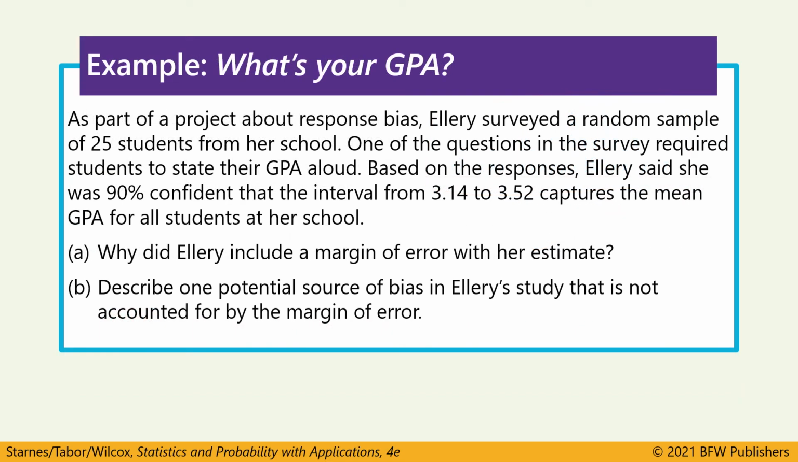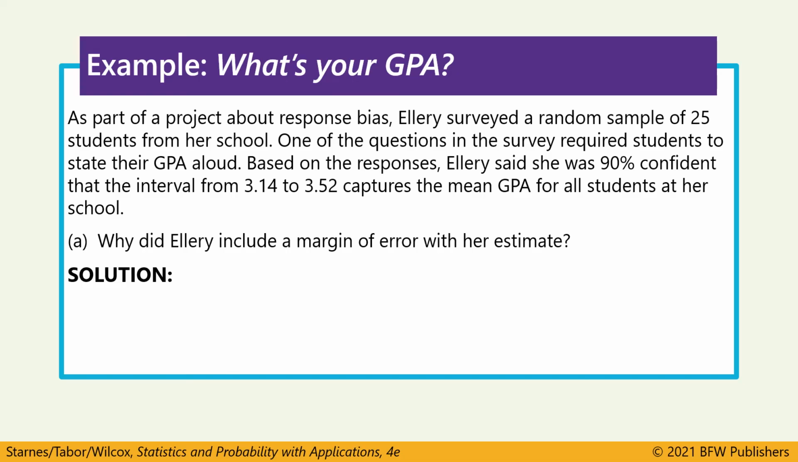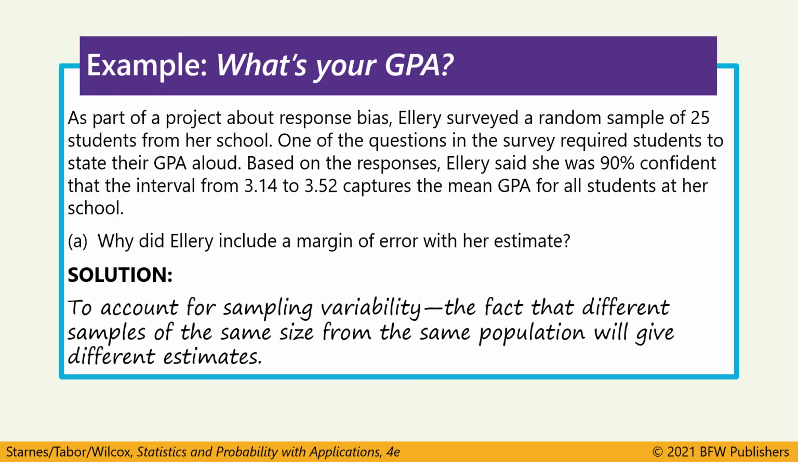As part of a project about response bias, Ellery surveyed a random sample of 25 students from her school. One of the questions in the survey required students to state their GPA out loud. Based on the responses, Ellery said that she was 90% confident that the interval from 3.14 to 3.52 captured the mean GPA for all students at the school. Why did Ellery include a margin of error with her estimate? It's because of sampling variability, the fact that different samples of the same size are going to give different estimates, and we'll get a different average GPA for every 25 students that we talk to.